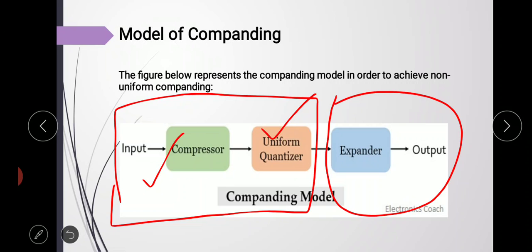Okay, so at the receiver end, the output of the uniform quantizer is fed to the expander. This expander performs the reverse operation of the process executed by the compressor. This unit, when it receives a low value signal, then it attenuates it, while if a strong signal is present, then the expander amplifies it. This is done in order to get the originally transmitted signal at the output. Okay.